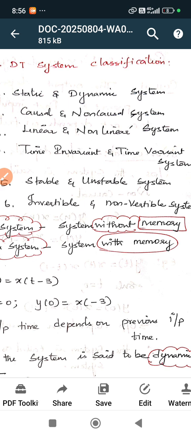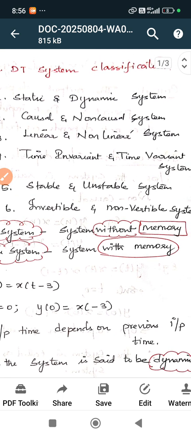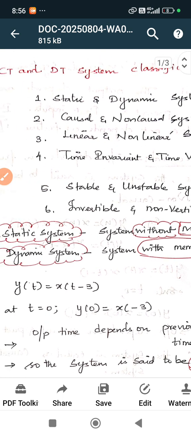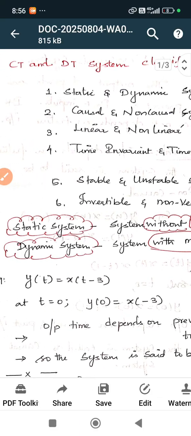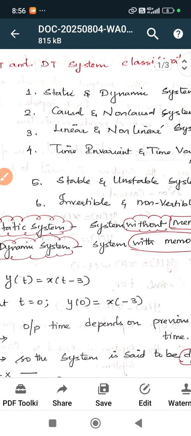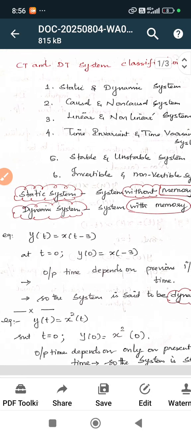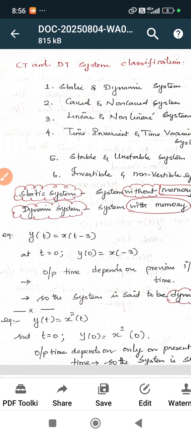Now let us see about static systems. A static system can also be called a system without memory. A system without memory is called a static system, and a system with memory we call a dynamic system. I hope you understand now. So a static system is a system without memory, and a dynamic system is a system with memory.